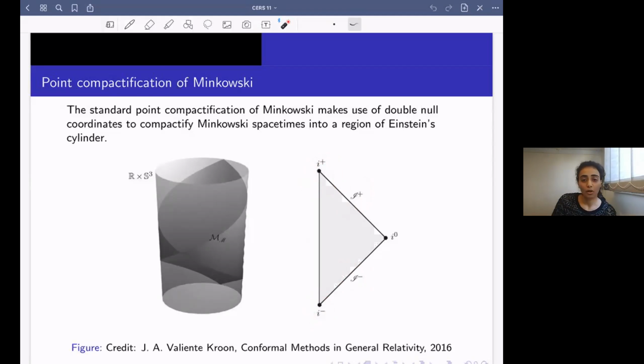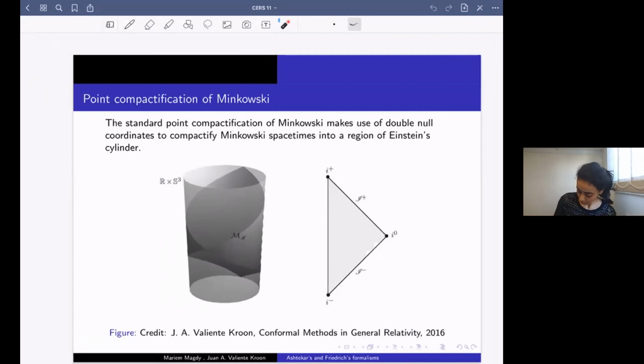Now, for spacetimes other than Minkowski, specifically spacetimes with non-vanishing ADM mass, this representation of spatial infinity has issues. In particular, the initial data for the different gravitational fields diverge at this point. So this representation is not suited for studying the asymptotic behavior of the gravitational field near spatial infinity.